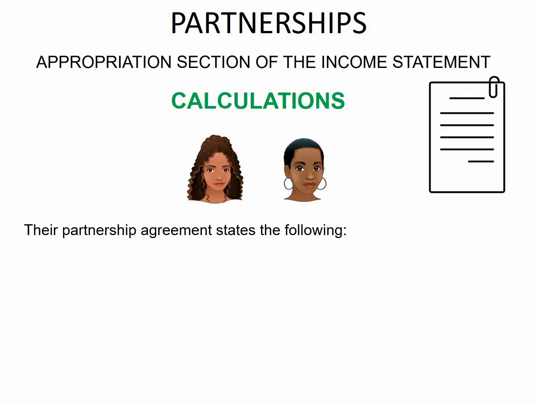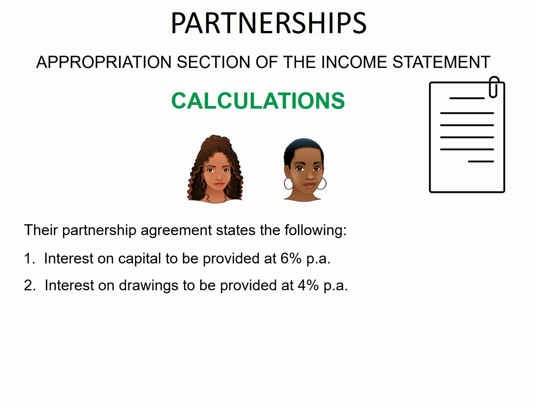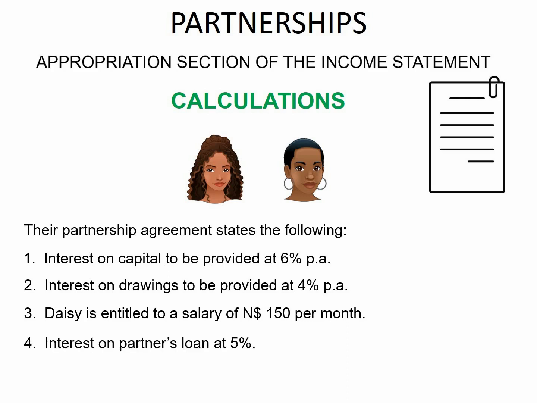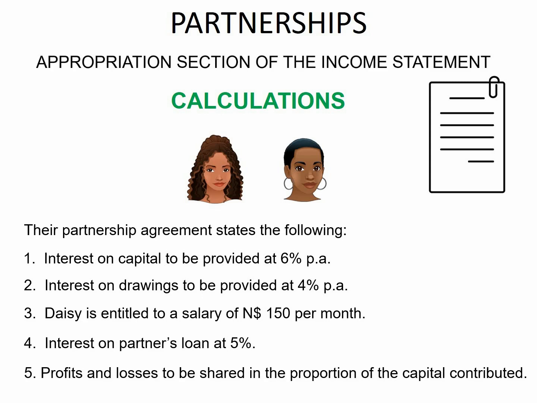What we also need to know is their partnership agreement states the following. Interest on capital to be provided at 6% per annum. Interest on drawings 4% per annum. Daisy is entitled to a salary of $150 per month. Interest on partner's loan is at 5%, and profit and losses to be shared in proportion of the capital contributed. Now let's have a look at how to calculate each of these.